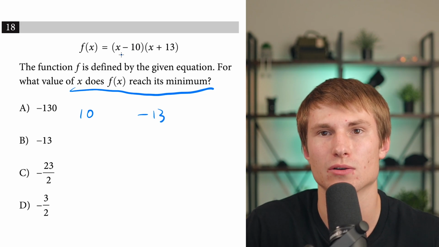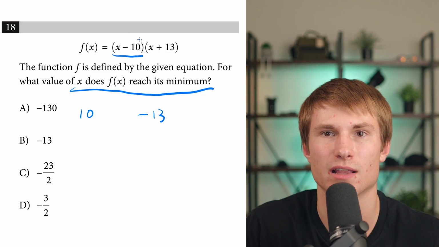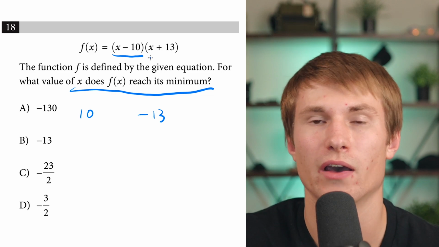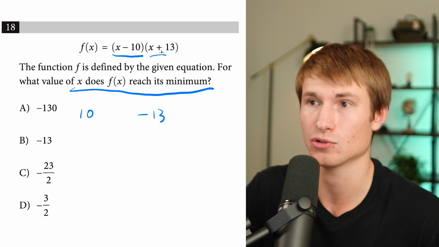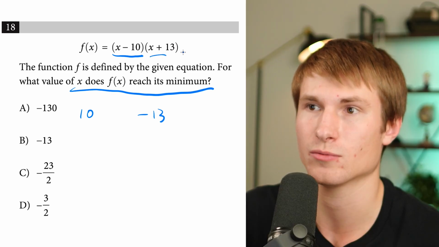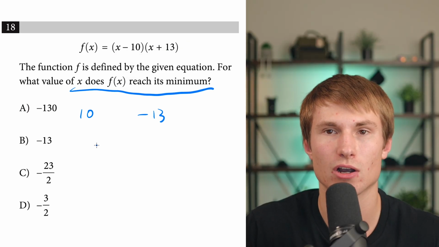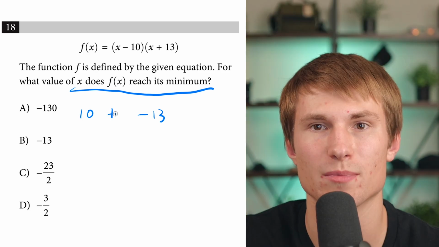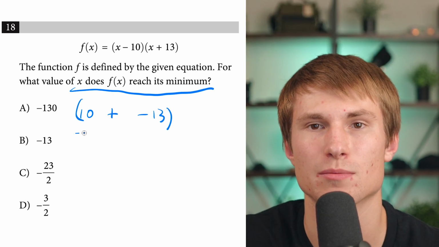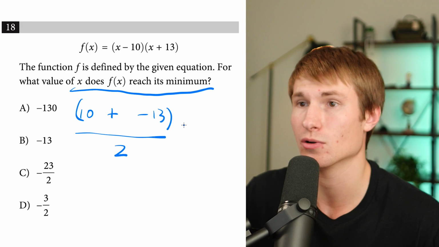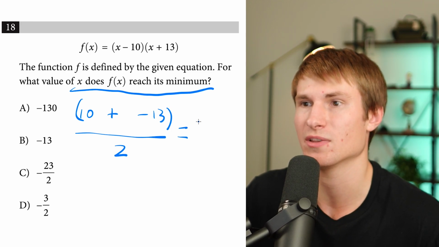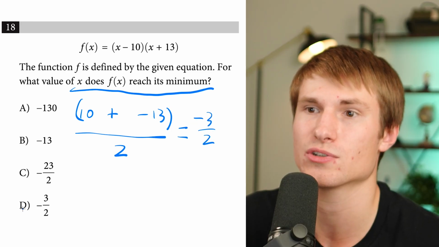And the way that we get those is by taking a look at x minus 10, setting that equal to 0, adding 10 to both sides. And then you see x equals 10. Same thing that you'll do for x plus 13. You subtract 13 from both sides when it's set equal to 0, and you get that x equals negative 13. Now, from here, we're going to take our two x-intercepts. We are going to sum them together, and then we'll divide by 2 to get the midpoint of them. And that'll be the value of x where f of x reaches its minimum. In this case, that's going to give us negative 3 over 2. So our answer will be D.